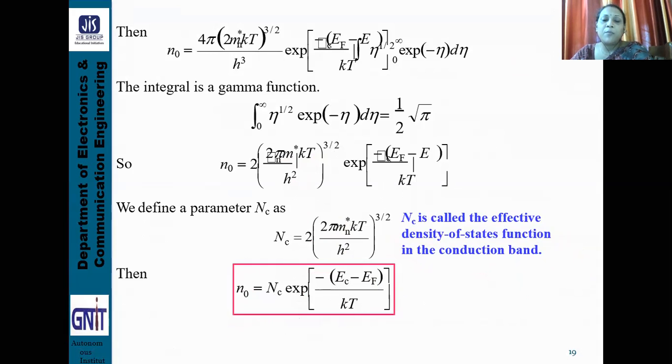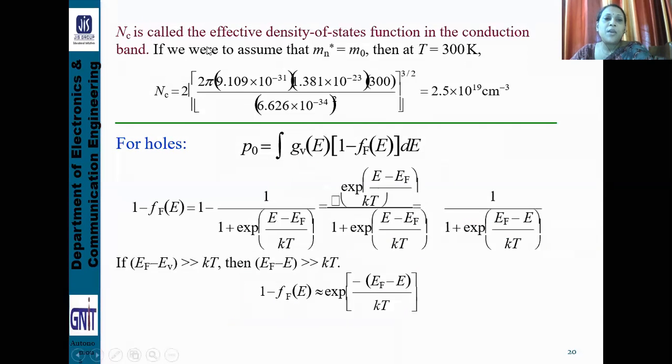Now we will do some problems on the basis of this formula. NC is called the effective density of states in the conduction band. If we assume this at 300 kelvin, we can put in the values: Planck's constant, Boltzmann constant, and all these values we know. We have calculated this parameter, and the resultant answer is 2.5 × 10^19 per cubic centimeter. That is the carrier concentration in the conduction band.